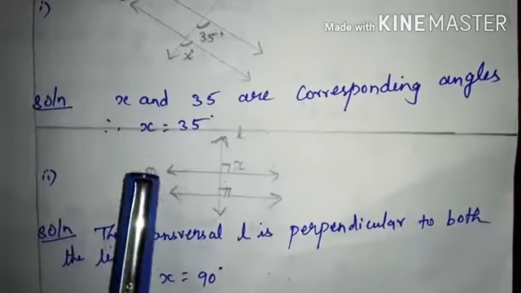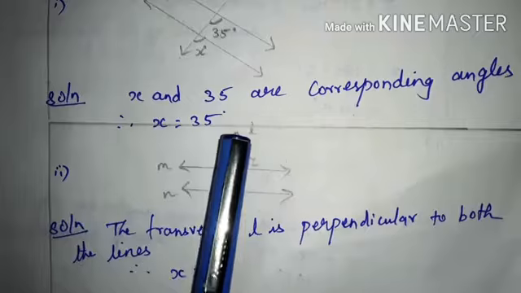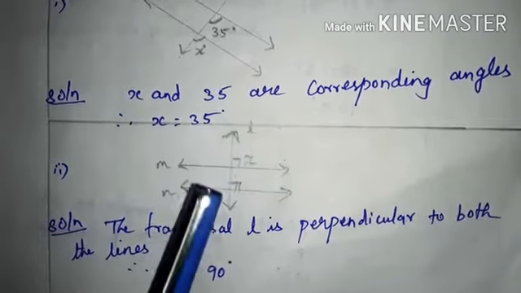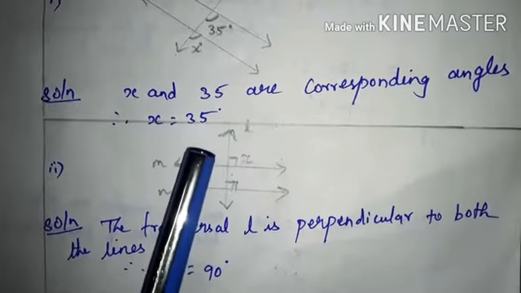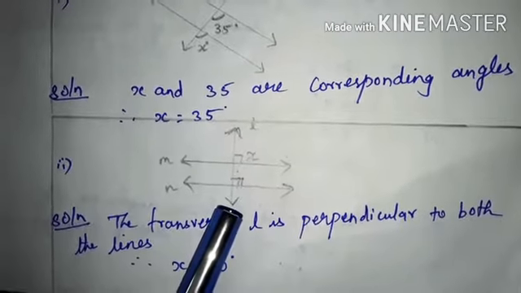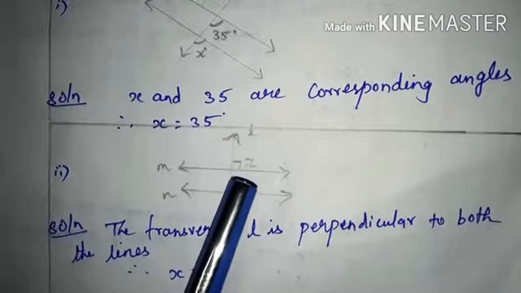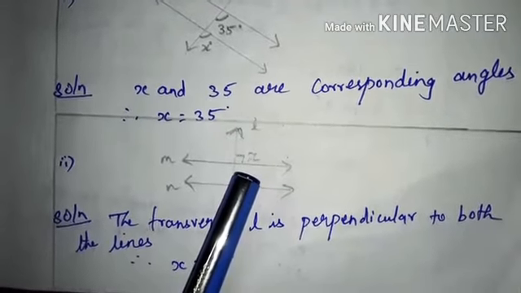The second sum, M and N are parallel and L is given as perpendicular to both the lines M and N. We know that if the line intersects perpendicularly, then the angle is 90 degrees. Therefore, the value of X is 90.